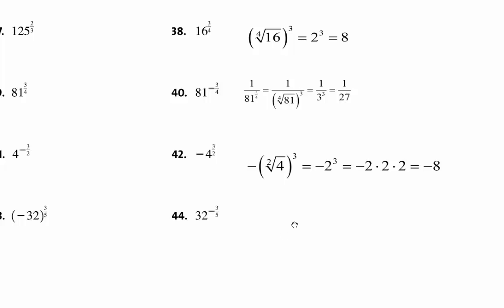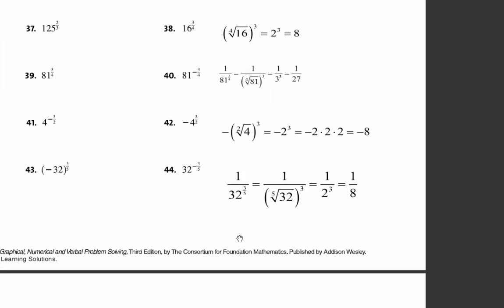Okay. Last one is number 44. So the 32, we move to the denominator and make a negative 3/5 positive. The 5 goes in the index. The 3 is the power. What number multiplied by itself 5 times will give me 32? That would be a 2. Then we cube the 2 to get 8.